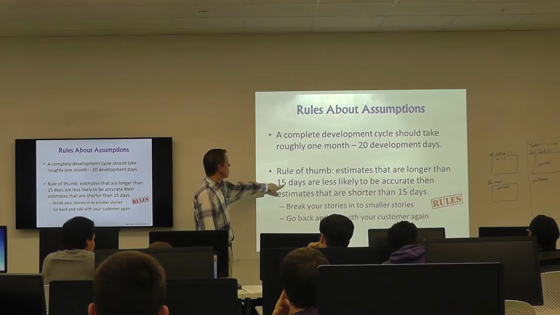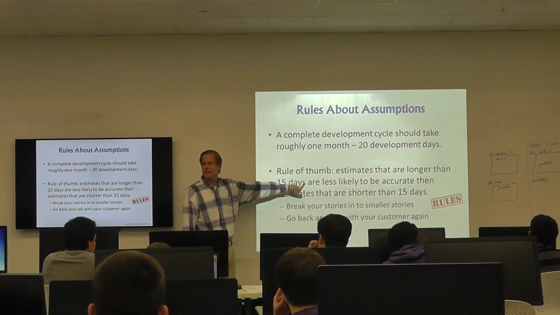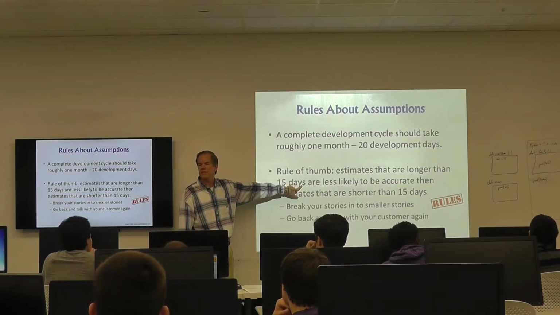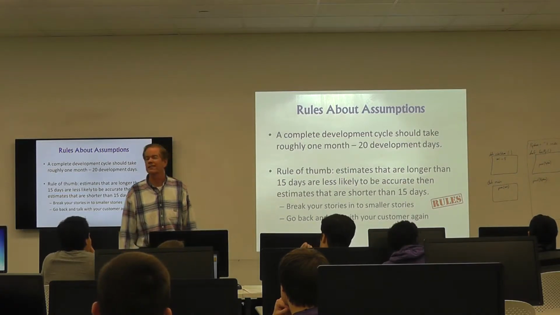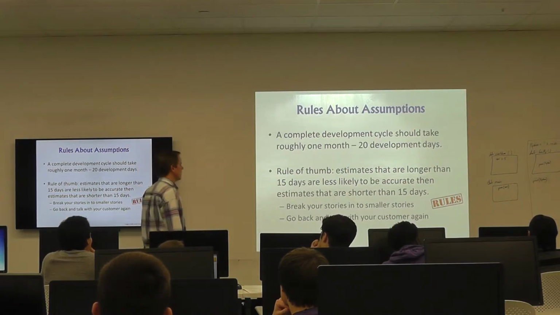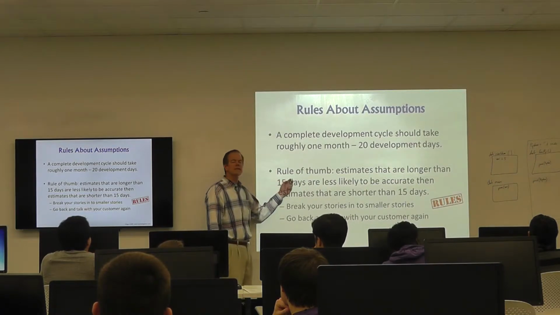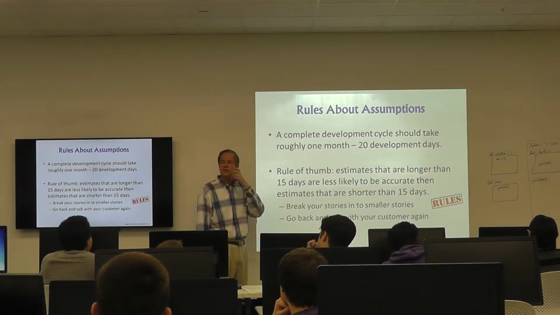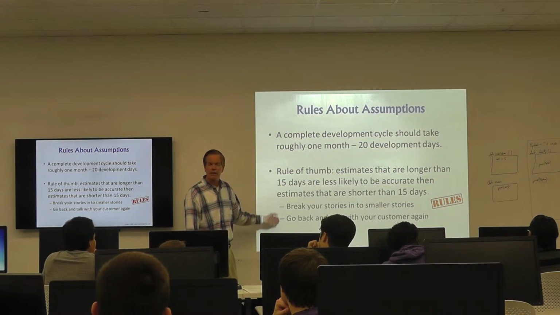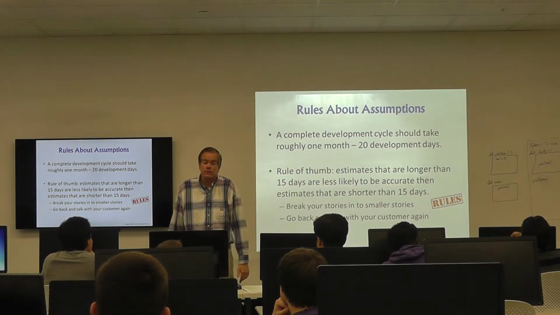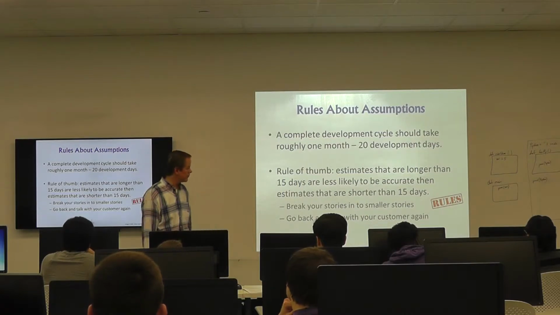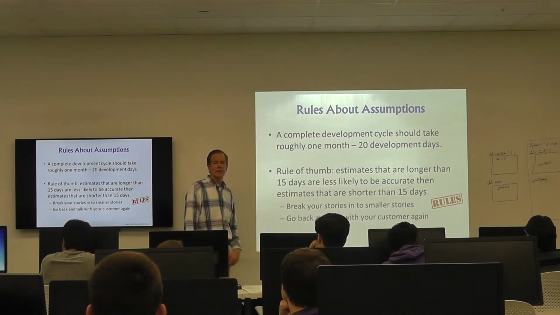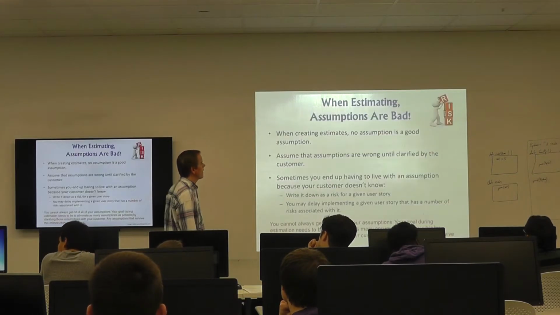If we have estimates that are longer than 15 days, if it's going to take me more than 15 days to do something, what do you think about that estimate? Is it accurate or not so accurate? Not so accurate. People get a little flaky after a while. If you have one of these estimates that's longer than 15 days, what should you do with it? Break it down. Break it into multiple estimates that are smaller than 15 days. You'll probably get a better number if you do that, okay? And you can always go back to talk to your customer and say, hey, what do you really want?